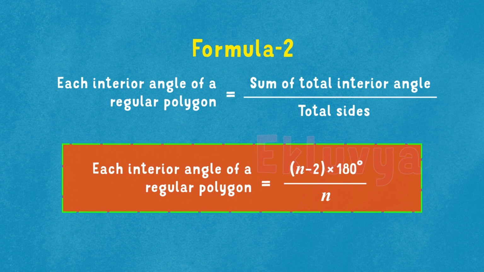So, in a regular polygon with n sides, each interior angle will be (n-2) times 180 degrees, totally divided by n. This formula lets you calculate the measure of each interior angle in a regular polygon. Whether it's a pentagon, whether it's a decagon, or even a polygon with 20 sides, we can apply this formula.